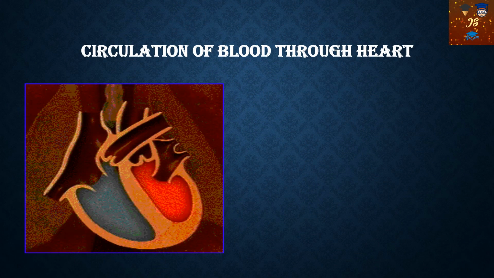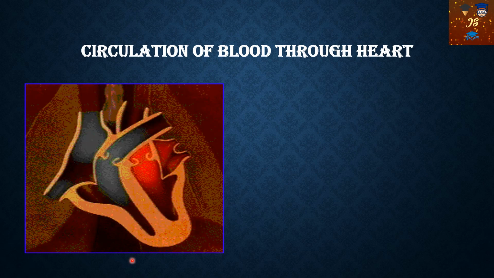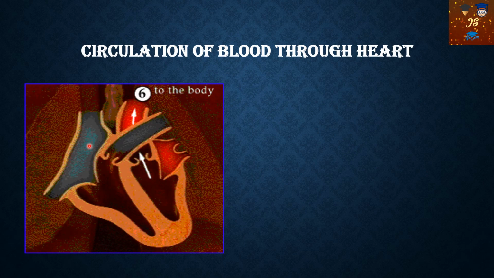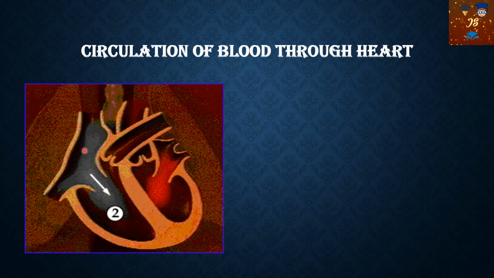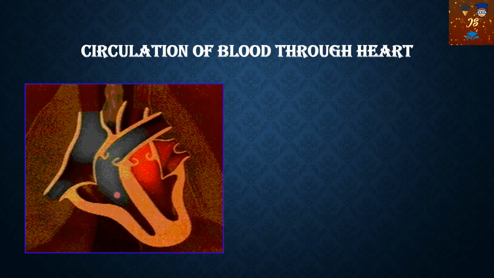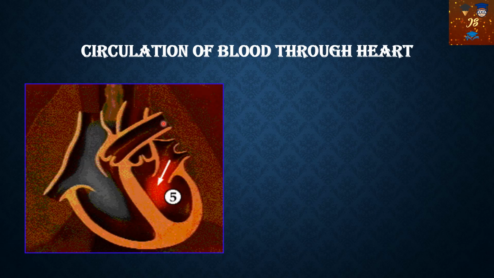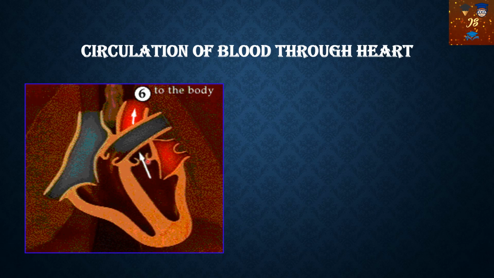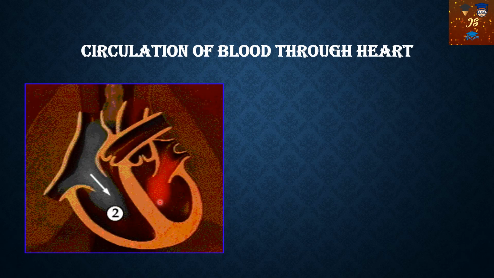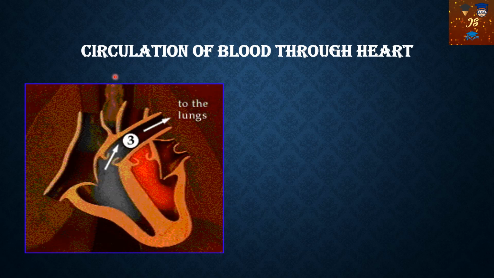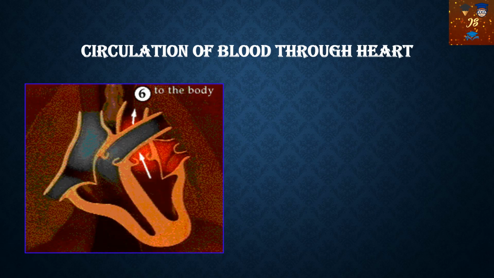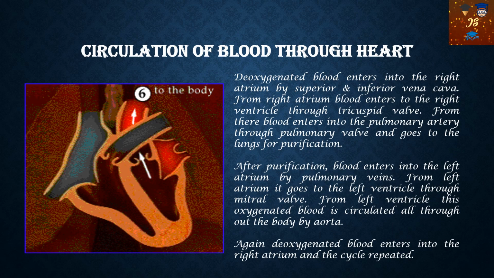Now for the circulation of blood through the heart, here is an animation. Blood enters from different parts here. This is the right atrium. From there to the right ventricle, from there through the pulmonary artery it goes to the lungs, and through the pulmonary veins fresh blood enters the atrium. From there it goes to the ventricle, and from there to the aorta and is distributed all throughout the body. So this is how the blood circulates in our body.